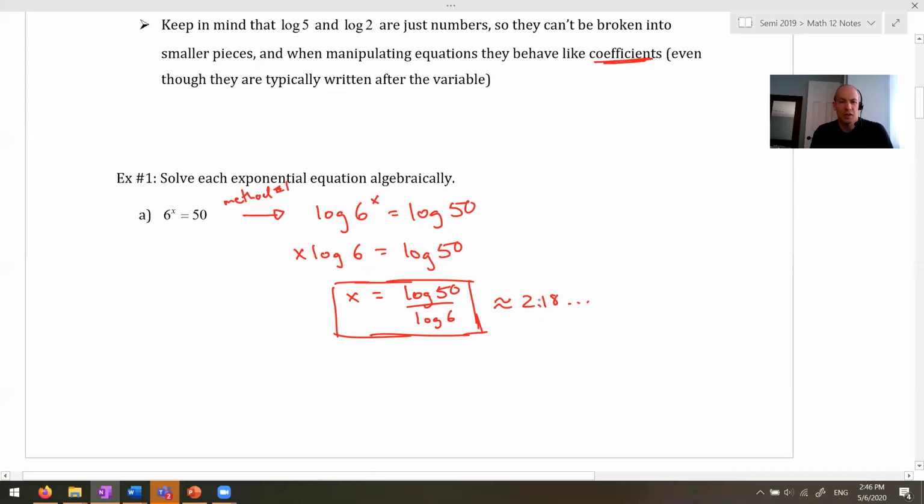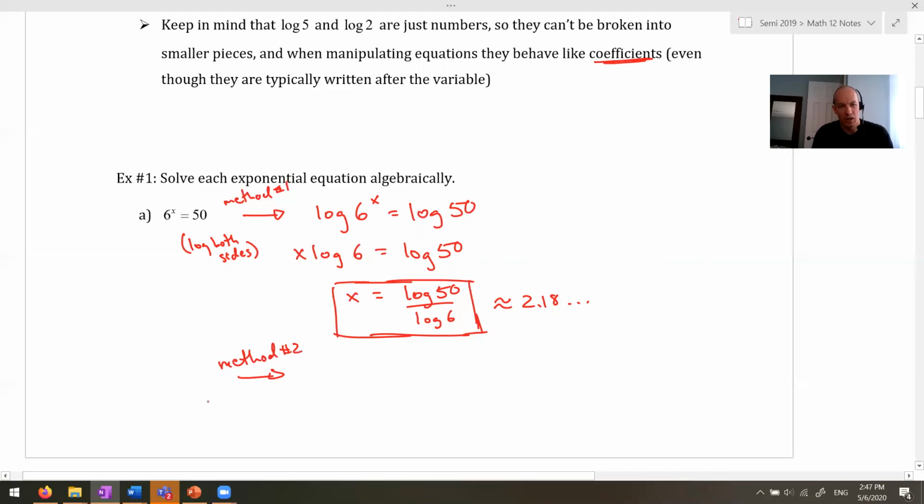Cool. Okay, so that's the main method to solve this. A slightly different method here, so I'm going to call this the log both sides method. So this is logging both sides, a slightly different way of doing this, and this doesn't work all the time, but it does work in this case. This is what I'll call method number 2.